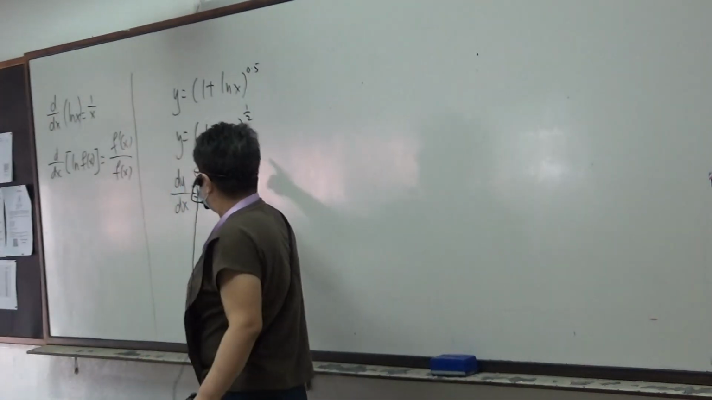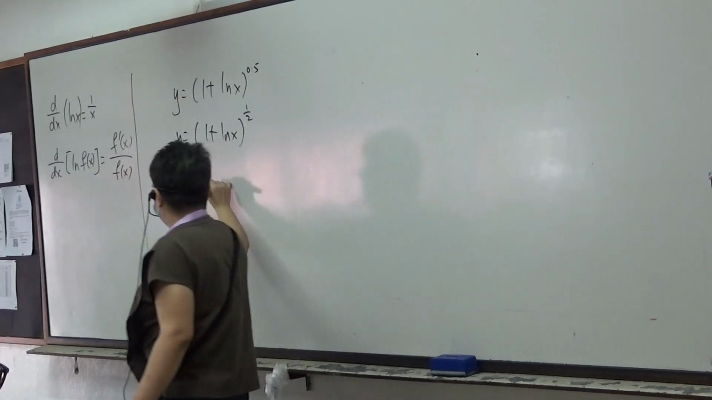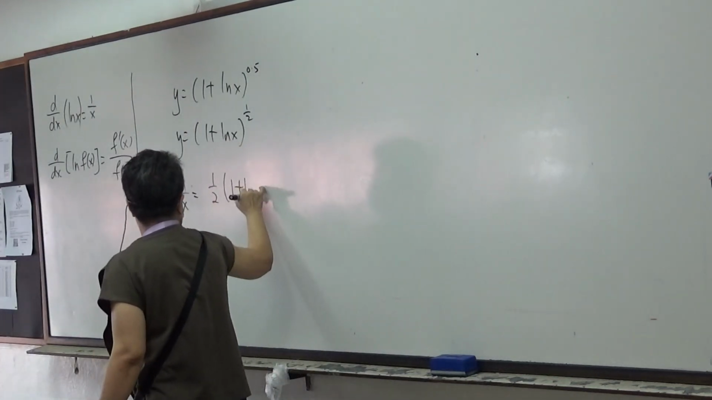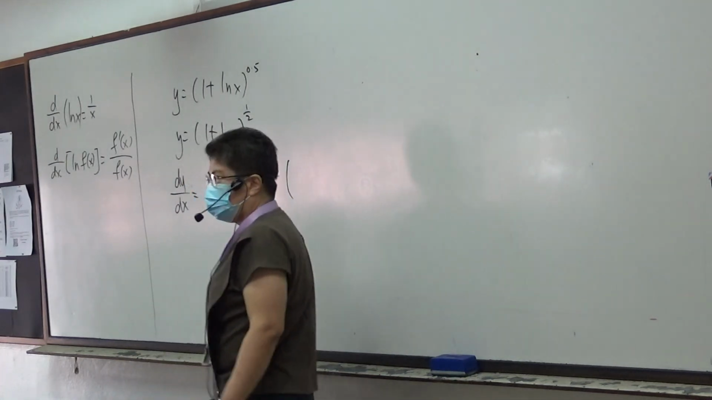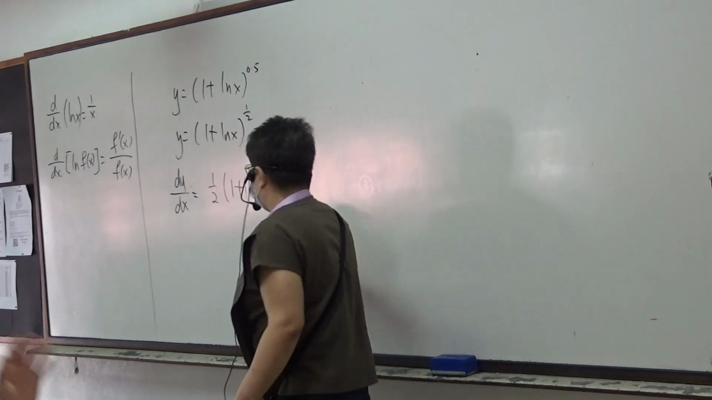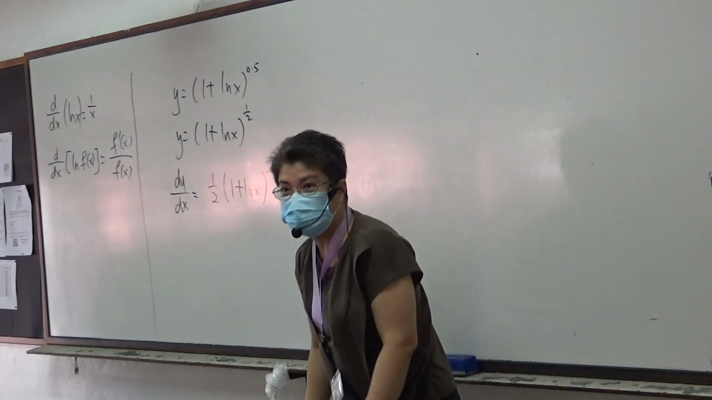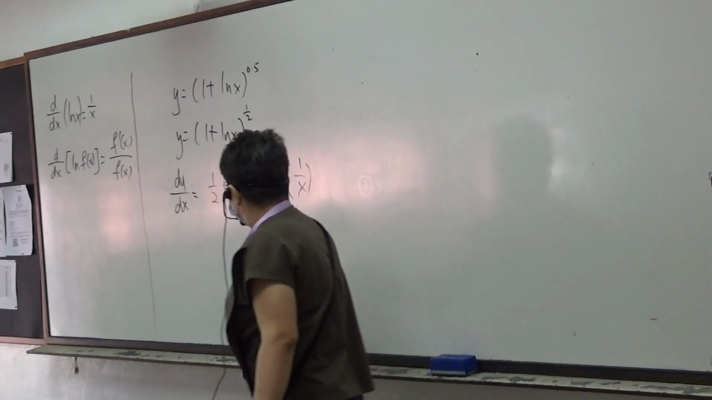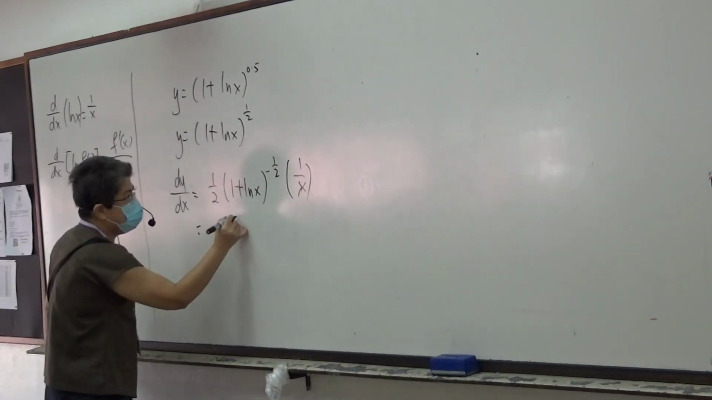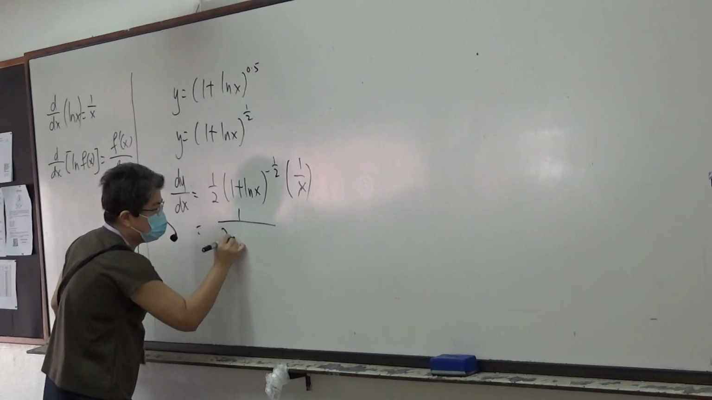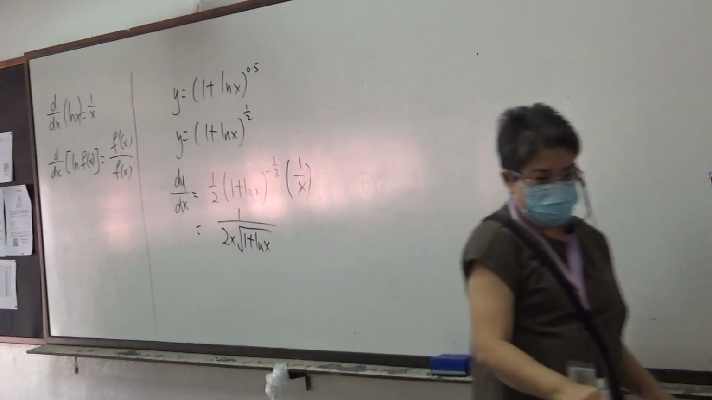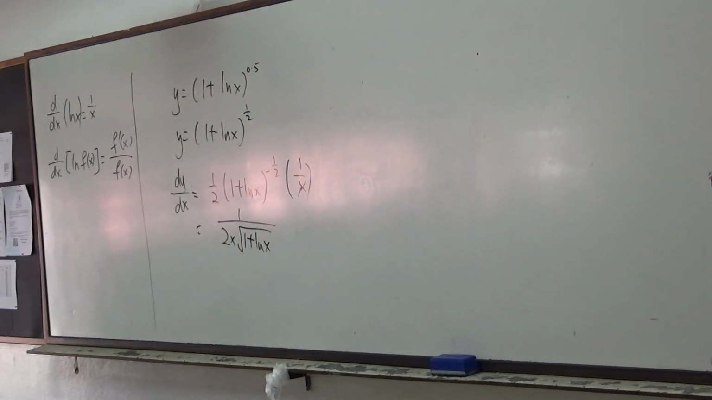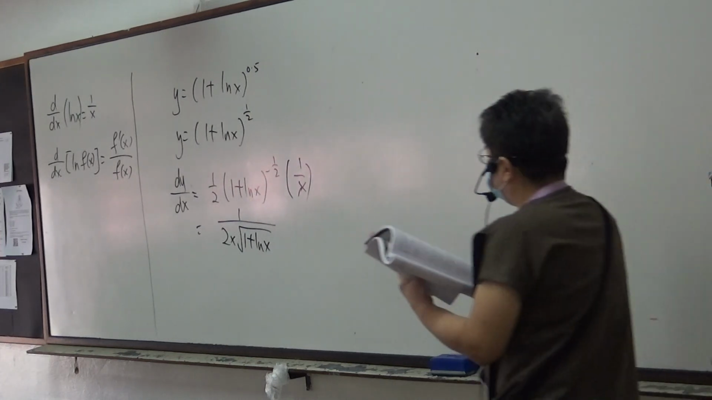You agree this is the chain rule? I bring down what? Negative half. Then I differentiate the inside, which will be 1 over x, because it's just ln x. So when I simplify this, it will be 1 over 2x times the square root of 1 plus ln x. Can you see it's very simple? Just apply the chain rule.